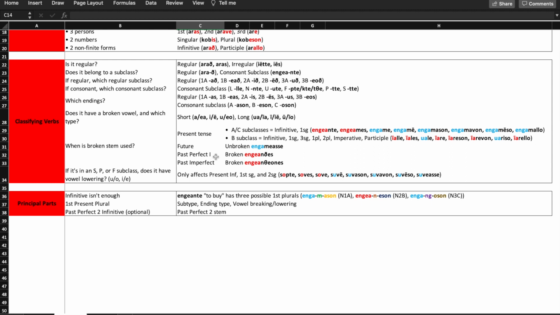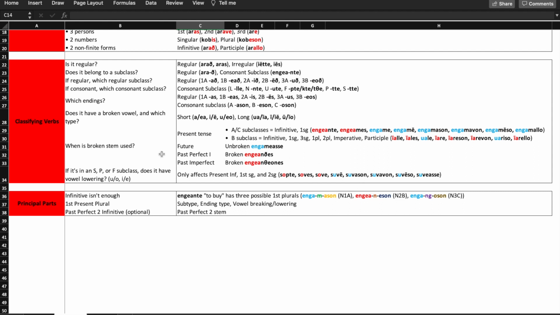The final thing that we need to know is whether the verb itself belongs to the S, P, or F subclasses, in which case it might fall prey to a process called vowel lowering, which only affects the present infinitive, first person singular, and the second person singular. So you'll see here that the vowel O in sopte, which is the verb to whistle, will interchange with the vowel U depending on the inflection. So the first person singular contains O, soves, while the first person plural contains the vowel U.